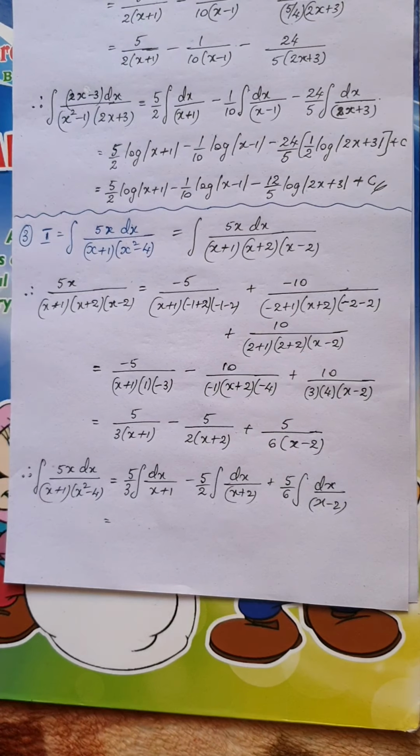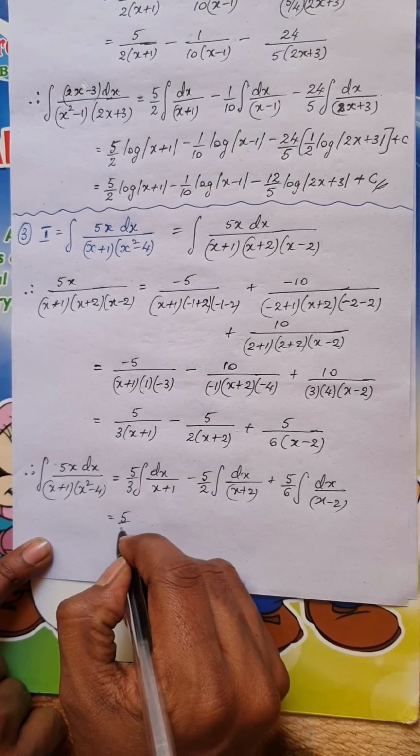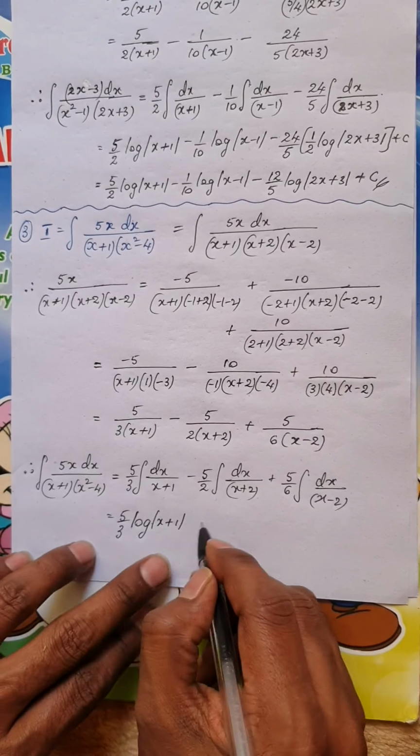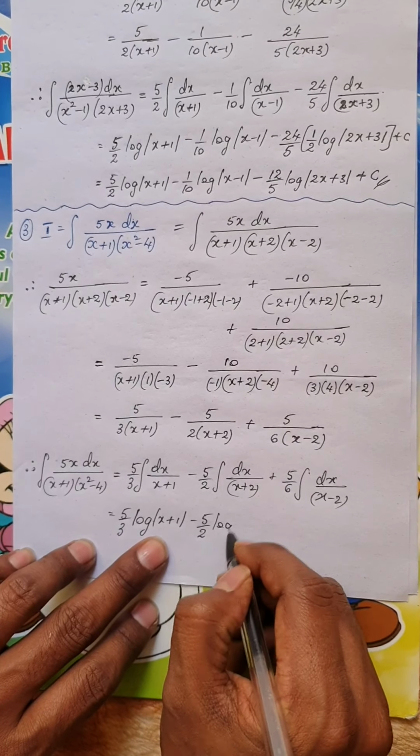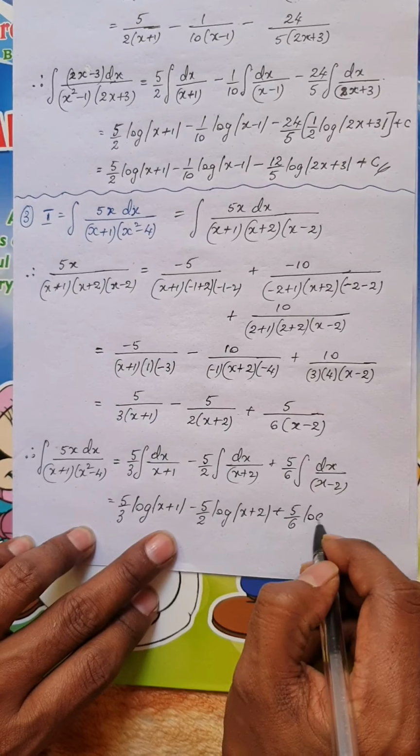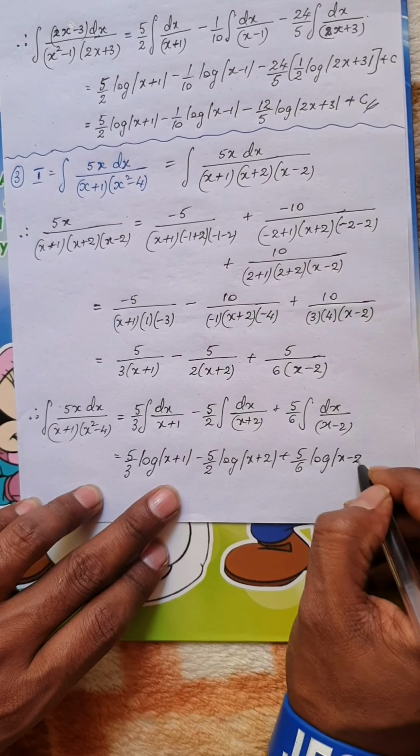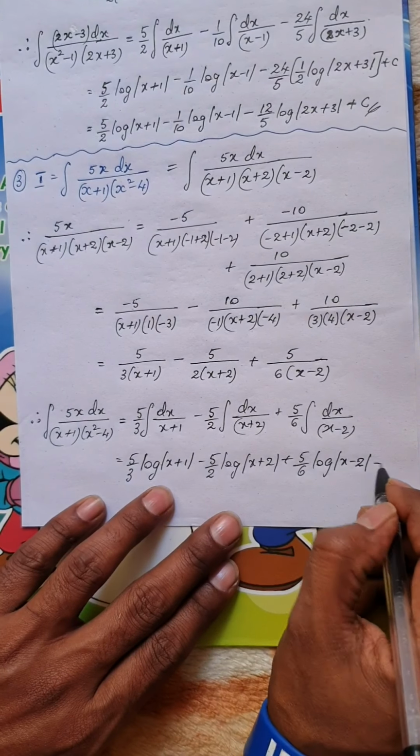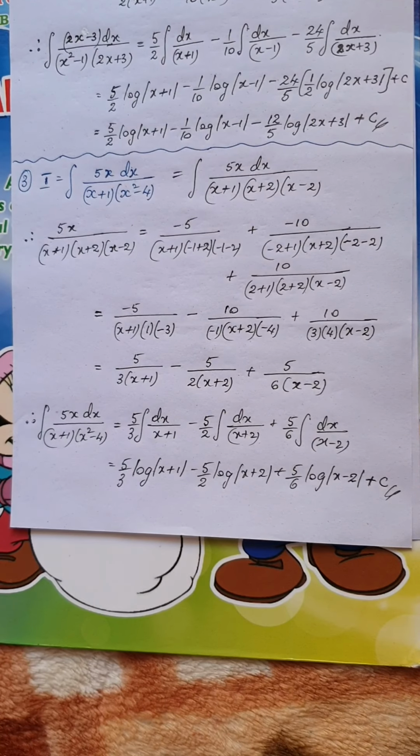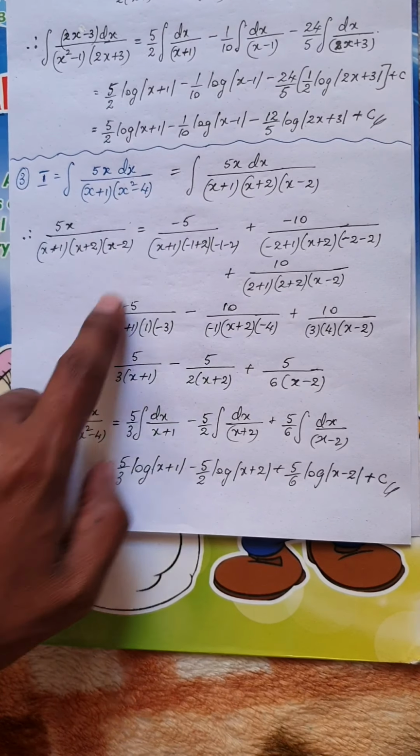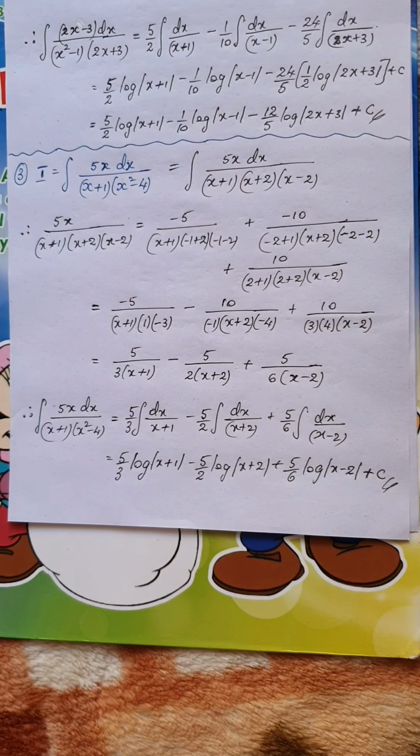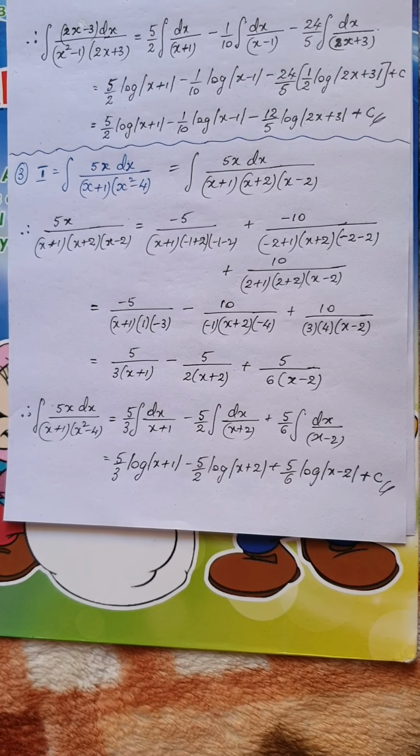This is nothing but, look here, 5 by 3 is constant. So the integral of dx by x is log of mod x plus 1. Similarly minus 5 into log of mod x plus 2. Plus 5 by 6 into log of mod x minus 2. Along with this, plus c as the constant of integration, and this will conclude the solution for the given function. Please remember this shortcut method of splitting the given function as a partial fraction, and this integral method is very simple. Shall we go on to the next question?